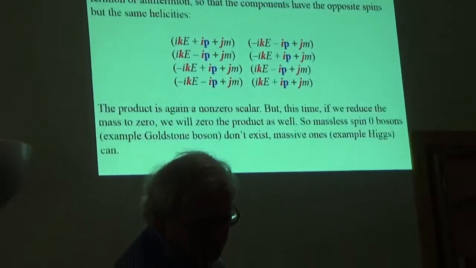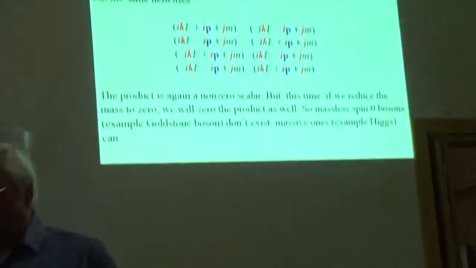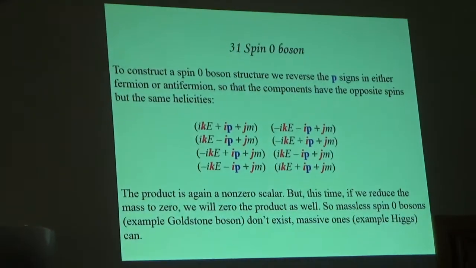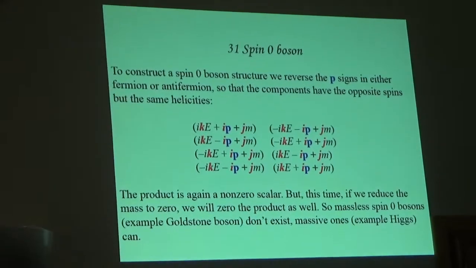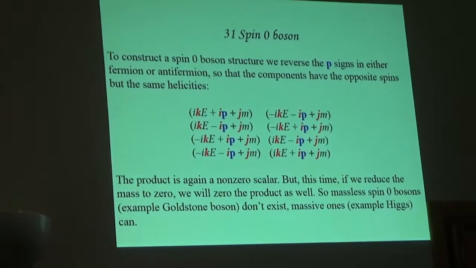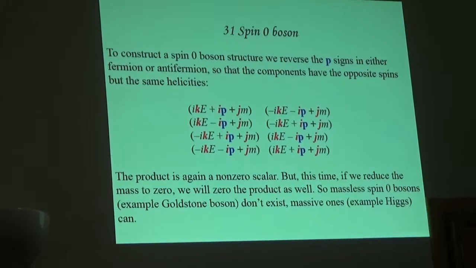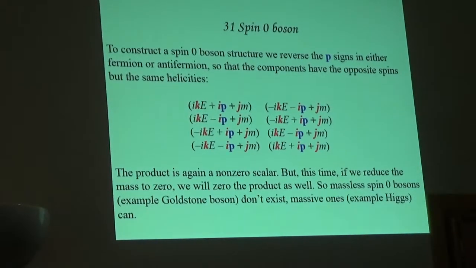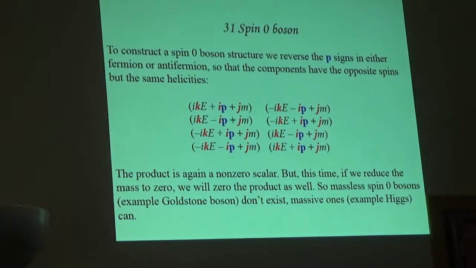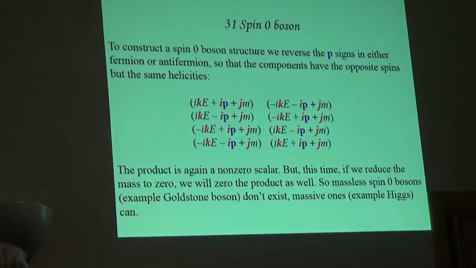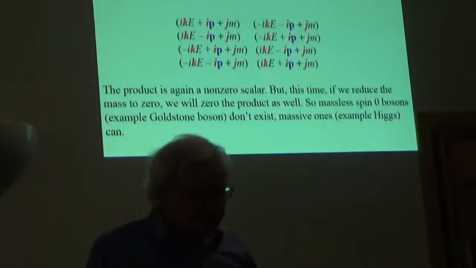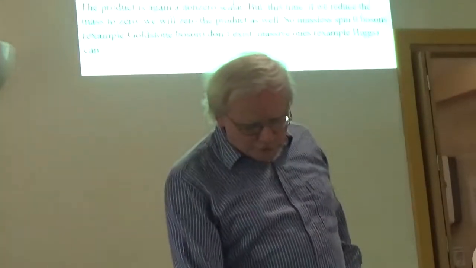It doesn't zero. However, let's look at spin zero bosons, where we can reverse the spin as well as the E term. And again, you get a non-zero scalar. Well, this time if you reduce the mass to zero, we'll zero the product as well. And a massless spin zero boson, Goldstone boson, doesn't exist, whereas the spin zero boson will be a Higgs with a mass.